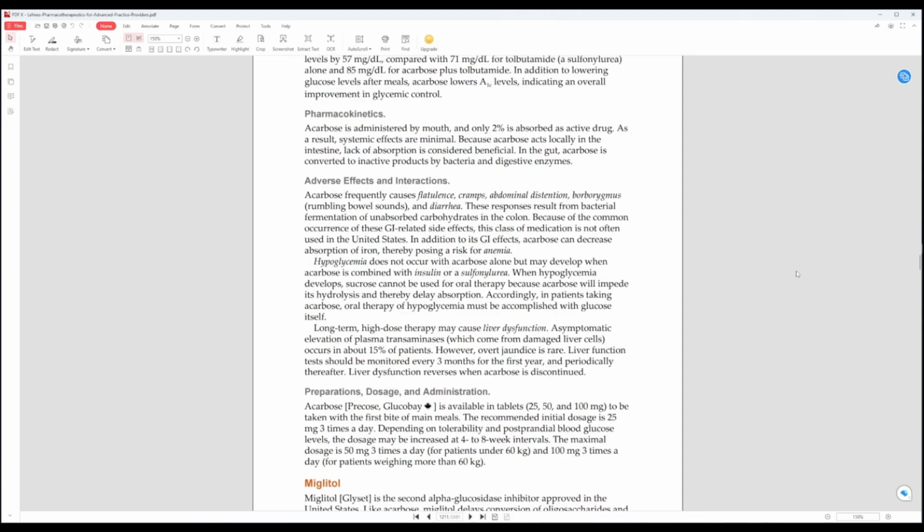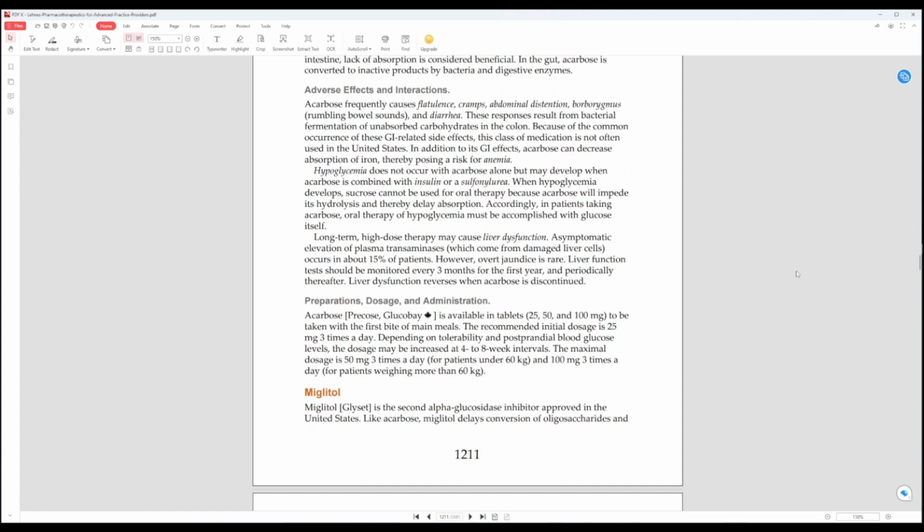Its pharmacokinetics. Acarbose is administered by mouth, and only 2% is absorbed as an active drug. As a result, systemic effects are minimal. Because acarbose acts locally in the intestine, lack of absorption is considered beneficial. In the gut, acarbose is converted to inactive products by bacteria and digestive enzymes.